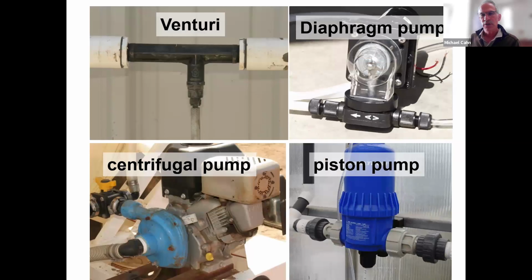And there's various ways to inject fertilizer. We can use Venturis, which have a restriction inside that creates a low pressure, a vacuum, that pulls the fertilizer into the water stream. We use diaphragm pumps, piston pumps that could be water driven or electric or gas, and centrifugal pumps, which are probably the most common. These little Honda pumps, maybe, that you just inject the fertilizer in.